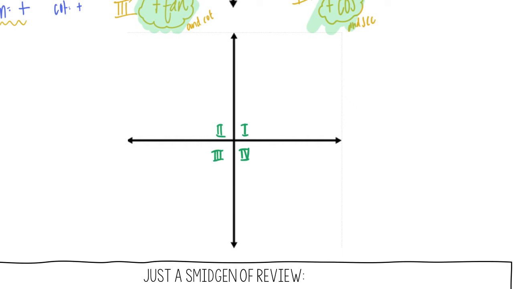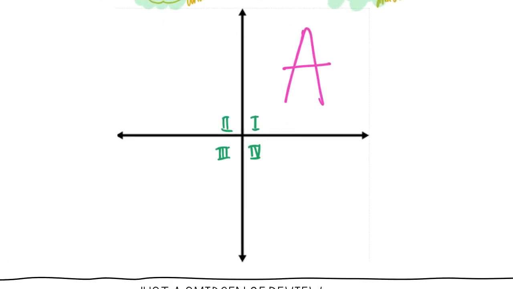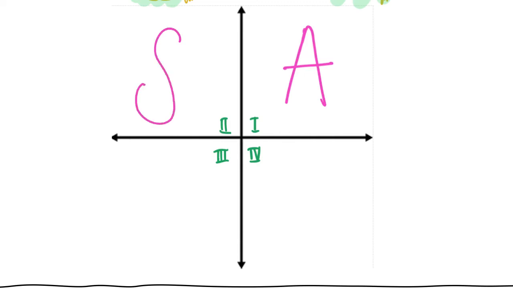By the way, I don't know why when we talk about quadrants, Roman numerals are always used, but they are. Okay, so in the first quadrant, I want you to put a big old A. Guess what that A stands for? It stands for all are positive. In the second quadrant, look back above, which trig function was positive? The sine, so put a big S. Third quadrant, look and see which trig function was positive? The tangent. And in the fourth quadrant, the cosine was positive. So again, these little letters stand for which trig function is positive in that quadrant.